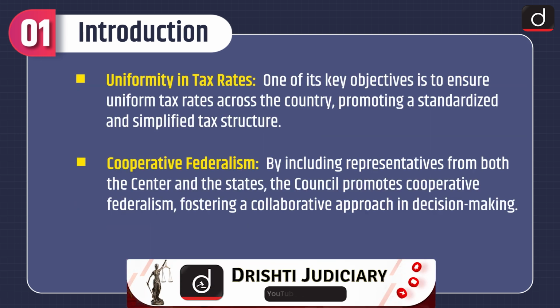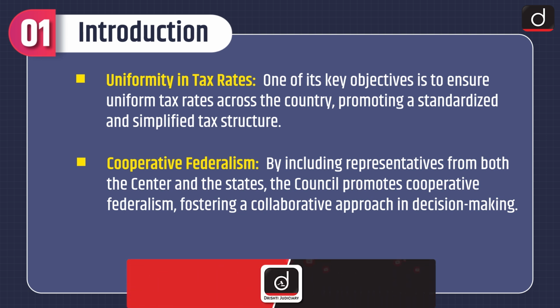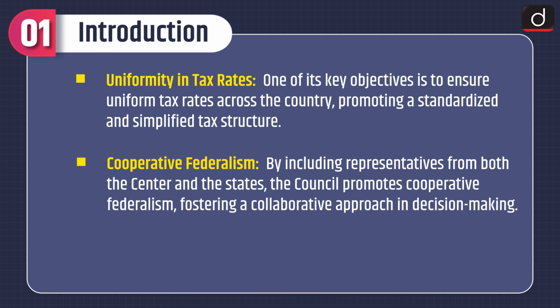Uniformity in tax rates. One of its key objectives is to ensure uniform tax rates across the country, promoting a standardized and simplified tax structure. Cooperative federalism. By including representatives from both the center and the states, the Council promotes cooperative federalism, fostering a collaborative approach in decision making.